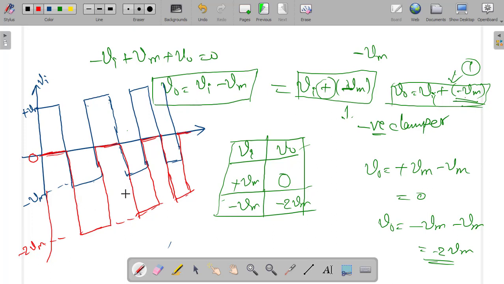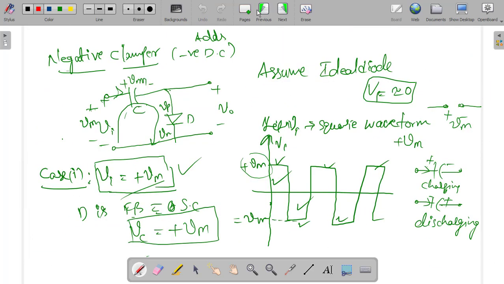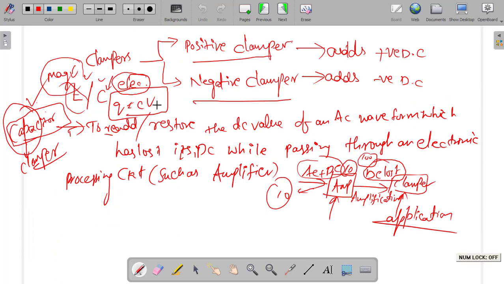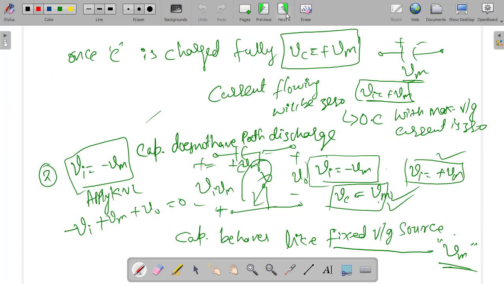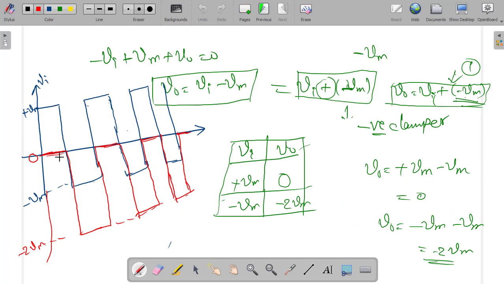Hence we have given it another name, called level shifter. It is shifting just the level. Plus Vm level is shifted to 0, and minus Vm level is shifted to minus 2Vm. Hence this is also called DC level shifter. The clamper circuits are also called DC level shifters.